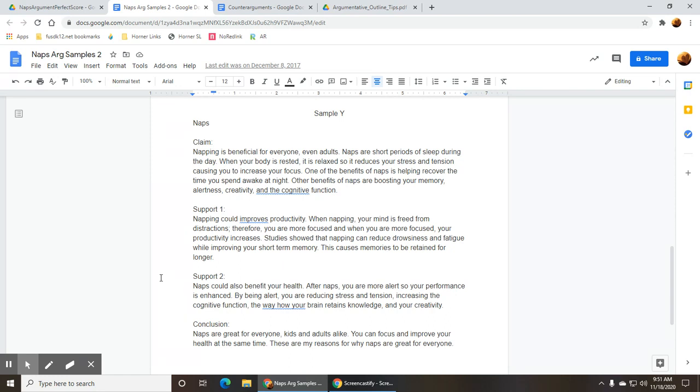So there are some good general ideas in here, but it needs to be polished. First, we look at the introduction. There's not really a hook to grab the reader's attention. There is some background information. They've defined terms here by stating what naps are. And there's a basic claim, but it's not necessarily a single sentence that states their opinion and their brief reasons.